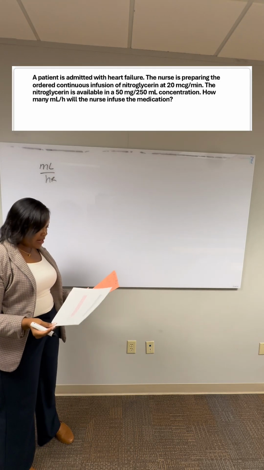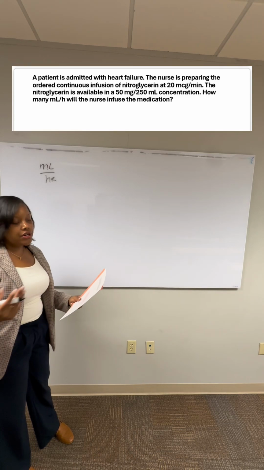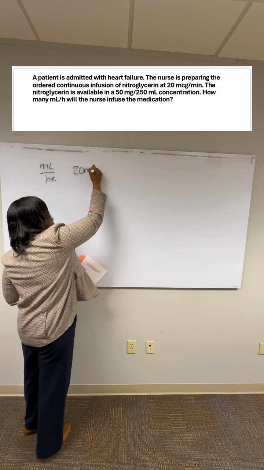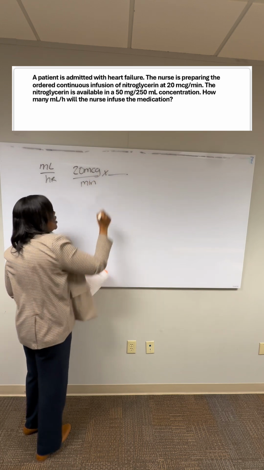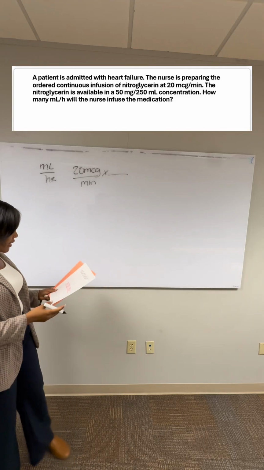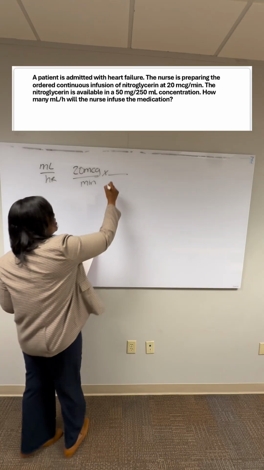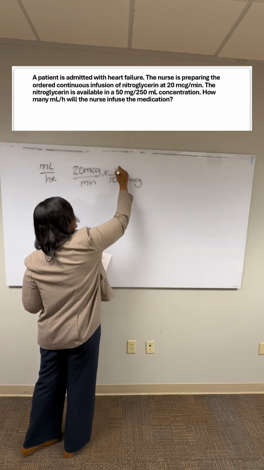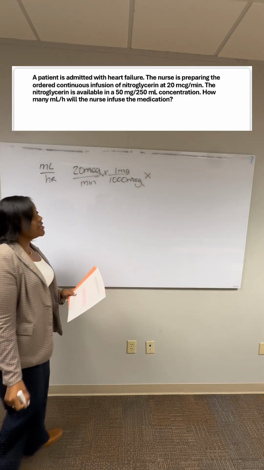So let's go ahead and start with what is currently ordered or what is currently running. So we're going to start with 20 mcgs per minute. All right, so we're going to have to cancel out mcgs because our answer needs to be in mLs. So we know that there is 1,000 mcgs in a milligram. So mcgs cancel out and we're left with milligrams.